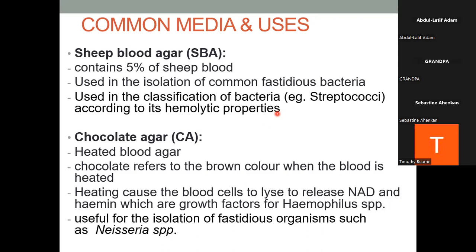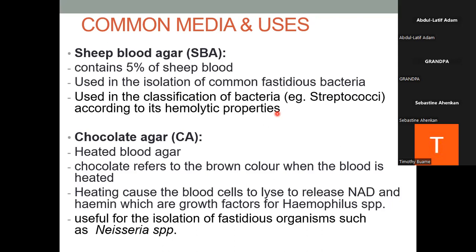Now, how is it used? It is used in the isolation of common fastidious bacteria. When we talk about fastidious bacteria, we're talking about bacteria that will require some enrichment, that will require high nutrients. And you know that blood is very, very nutritious. Therefore, when you have blood in a media, it supports the growth of bacteria that require a lot of nutrients. So it is used for isolation of fastidious bacteria.